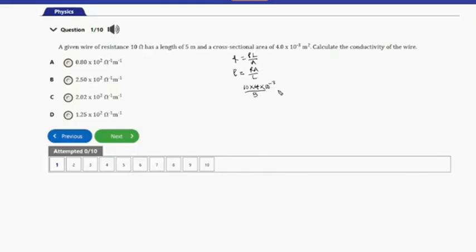So guys, let's go ahead and calculate this. So we're going to have 8.0 times 10 to the power of -3 ohm meter. So that's the resistivity here. Now to calculate for the conductivity, we're going to have that conductivity is 1 over the resistivity. So that's 1 over 8.0 times 10 to the power of -3. So when we do this, we are going to have 1.25 times 10 to the power of 2 per ohm per meter. And that's it for this question, guys. Option D is the answer to this question.